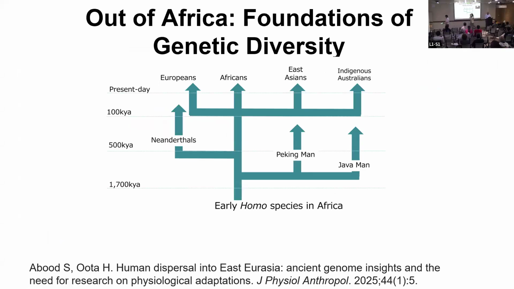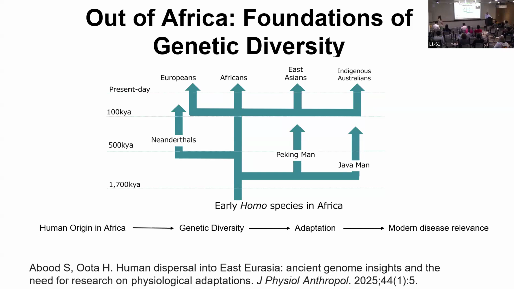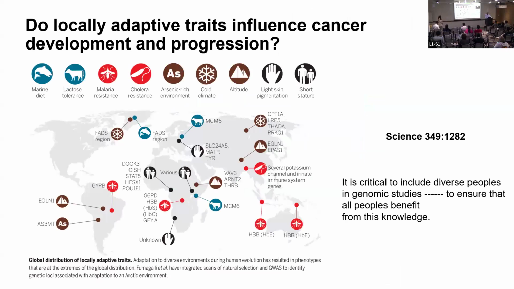Good. Okay, thank you. So many of you know the Out of Africa foundation for genetic diversity, human origin in Africa. Then we have the genetic diversity. Then we also have the adaptation to various environments, and that is giving us the modern disease relevance. Some of you may have seen this paper which came out in Science many years ago, where people identified the different loci responsible for the adaptive traits, which influence our response to marine diet, lactose tolerance, malaria resistance, cholera resistance, arsenic-rich environment, cold climate, altitude, light skin, and short stature.